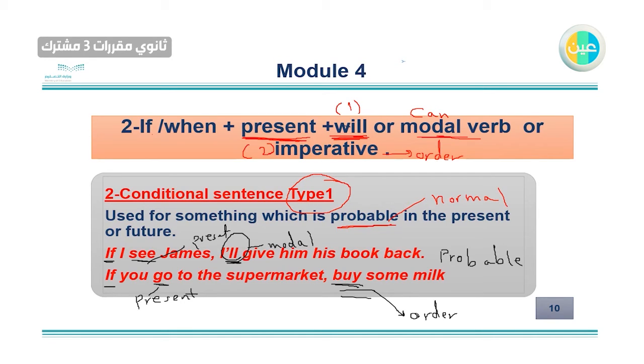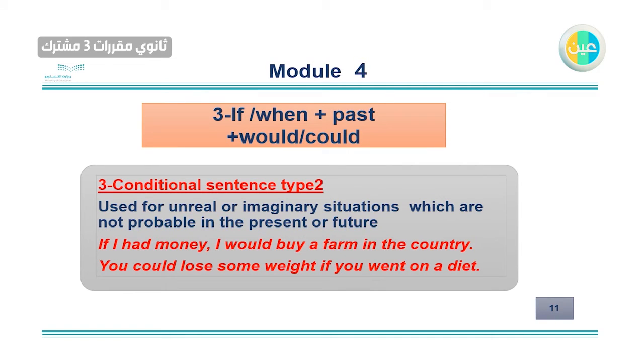Something probable, normal to happen. Okay, so you are going to use what? If, present, will, or the other case imperative. Third and the last one, if or when, yeah, but here you have what? Past, the second form of the verb, the past.